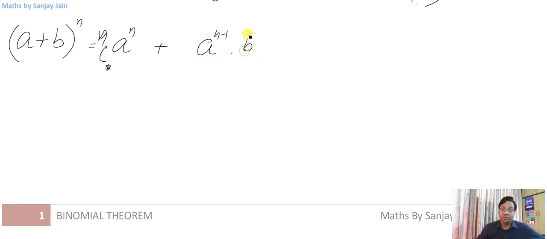Now, you are taking b from only 1 bracket out of n. So I am writing these coefficients from b's perspective. So nc1, a raised to power n minus 1 b. Why am I writing from b's perspective? Because this will be easier to memorize, right? This is how you need to memorize. Otherwise nc1 or ncn minus 1, both are same.